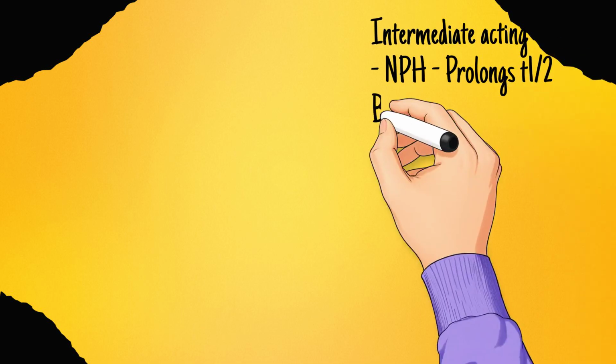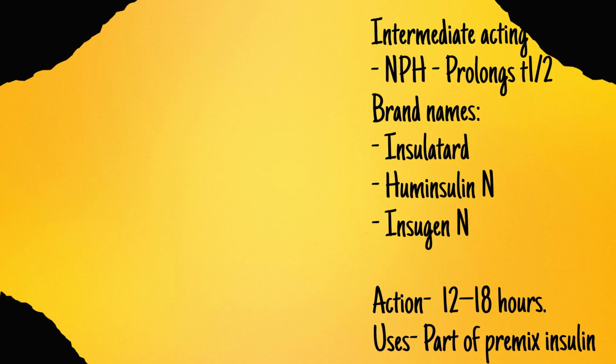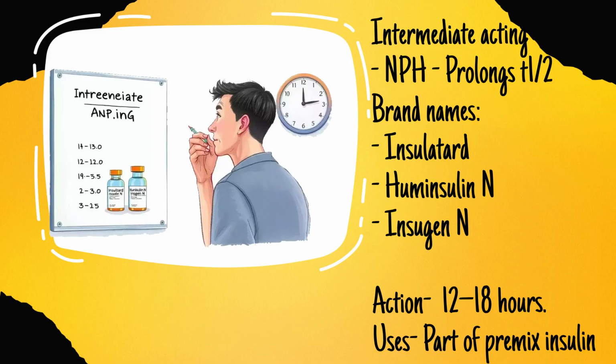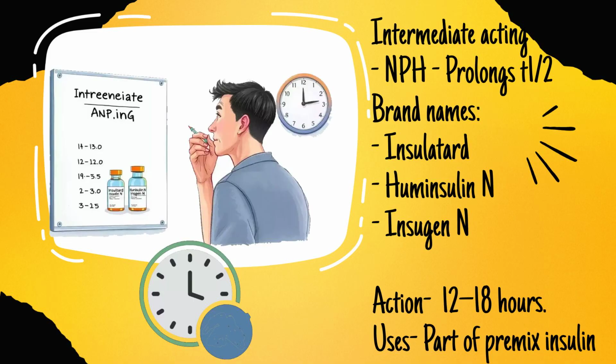Intermediate acting insulins. Addition of NPH, or neutral protamine Hagedorn, prolongs the half-life of insulin and converts the standard insulin into a long acting type. The common brand names that are available are Insulatard, Human Insulin N and Insugen N. The prolongation of action can be as long as 12 to 18 hours. They are used as part of pre-mixed insulin like Human Mixtard 30-70, where 30 units is short acting and 70 units is long acting in view of the additional NPH in the solution.